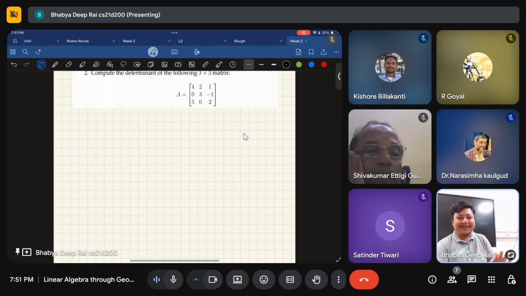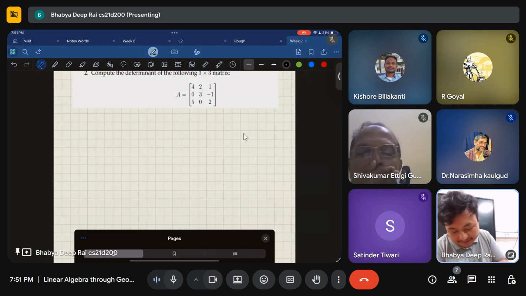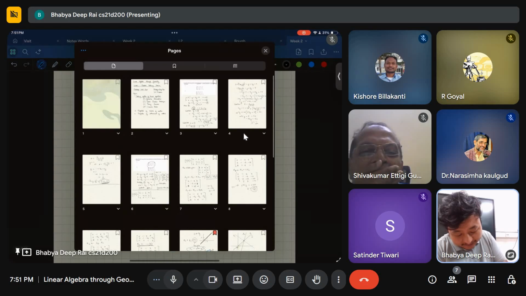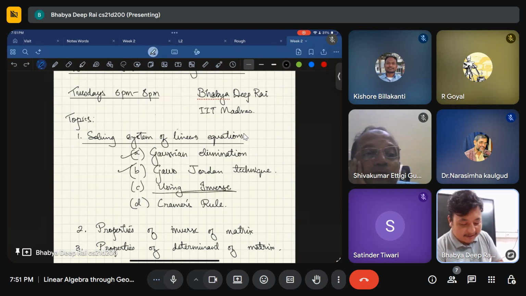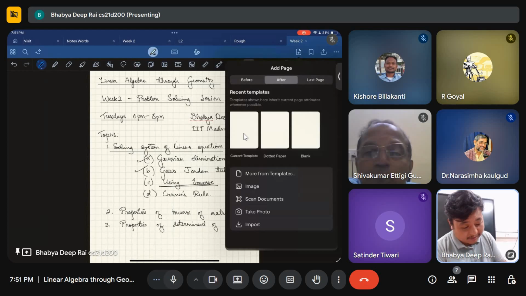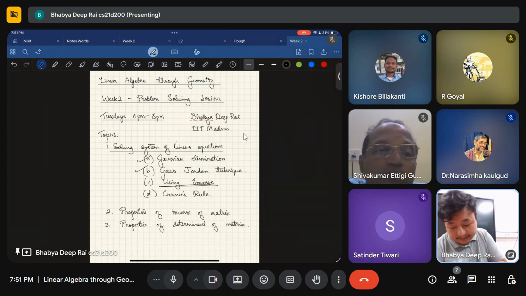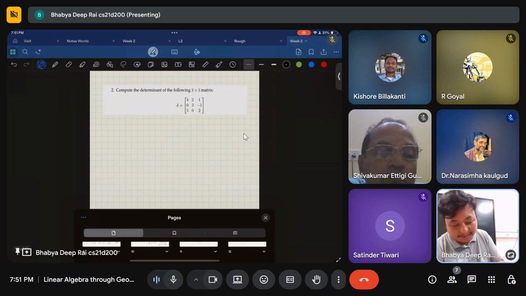Okay, determinant, another important concept. By the way, we saw Gauss elimination, the Gauss-Jordan technique, and using the inverse we did not see, right? This is something I want to talk about, but first I just want to quickly talk about the determinant.